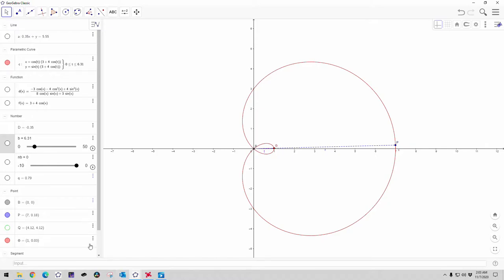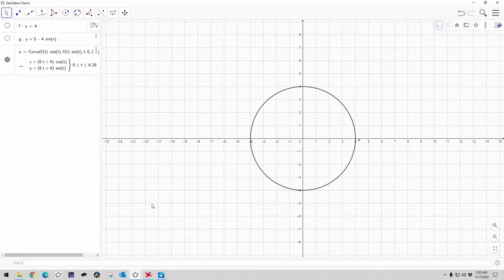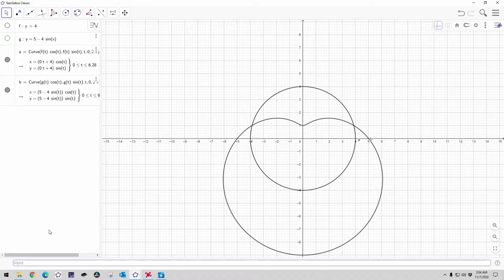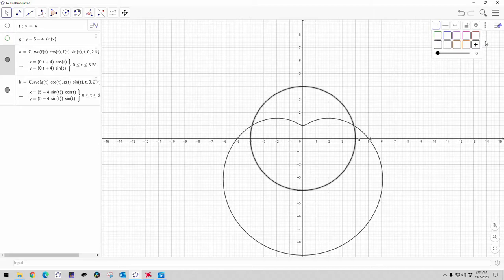And then lastly, we had the example where we were comparing a circle of radius 4, r equals 4, that's what I have right here, to a different limaçon, 5 minus 4 sine theta. Let me turn that one into a curve here so that we can compare these two. That's going to be our g function times cosine, and then our g function times sine. Our t parameter is going to go from 0 to 2 pi there. And of course you can see the pieces there.